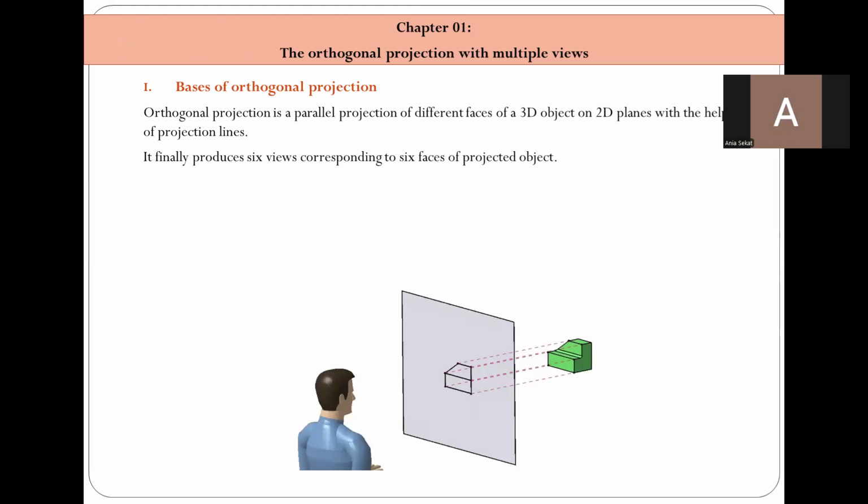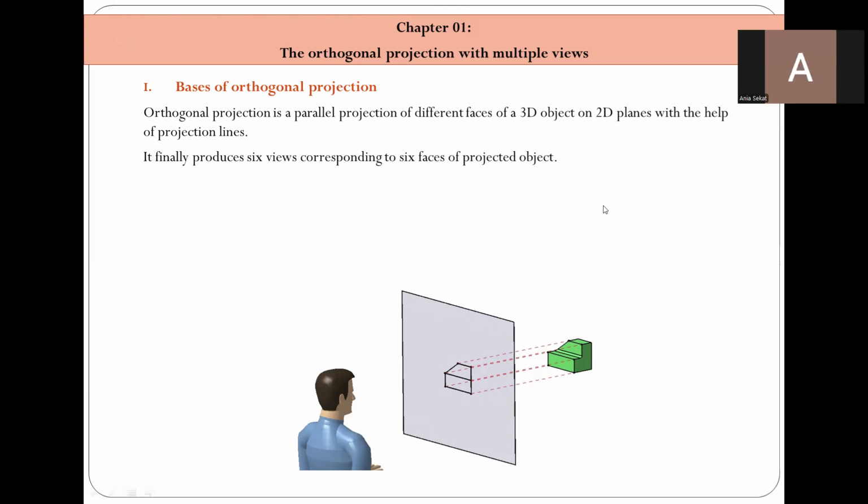The orthogonal projection is a parallel projection of different faces of 3D objects on 2D plans with the help of projection lines. It finally produces 6 views corresponding to the 6 faces of the projected object.